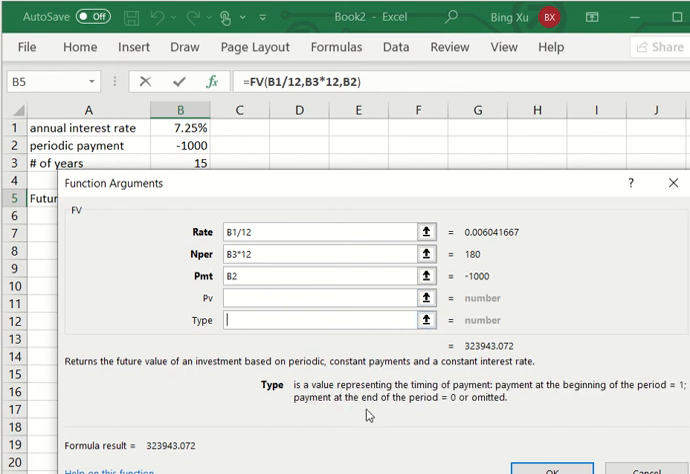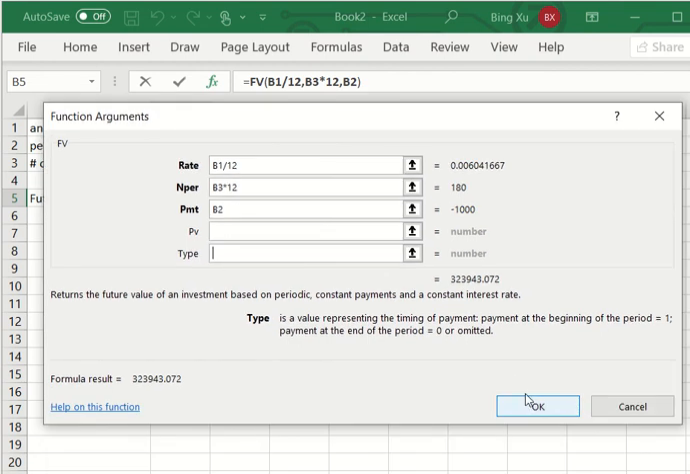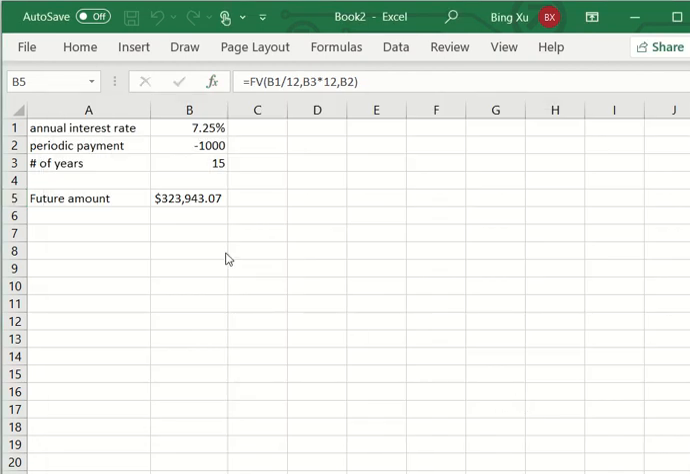And type here, if you put 1, that will be the payment is at the beginning of the period, and 0 is at the end of the period. But if you put nothing, it will consider the payment is made at the end of the period. So I'm not going to put anything there. Now I'm going to click OK. And here you can see the future amount.